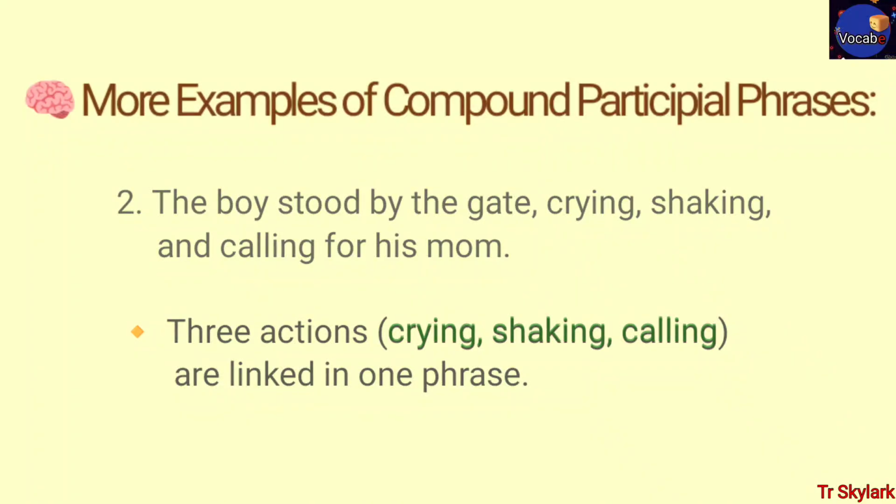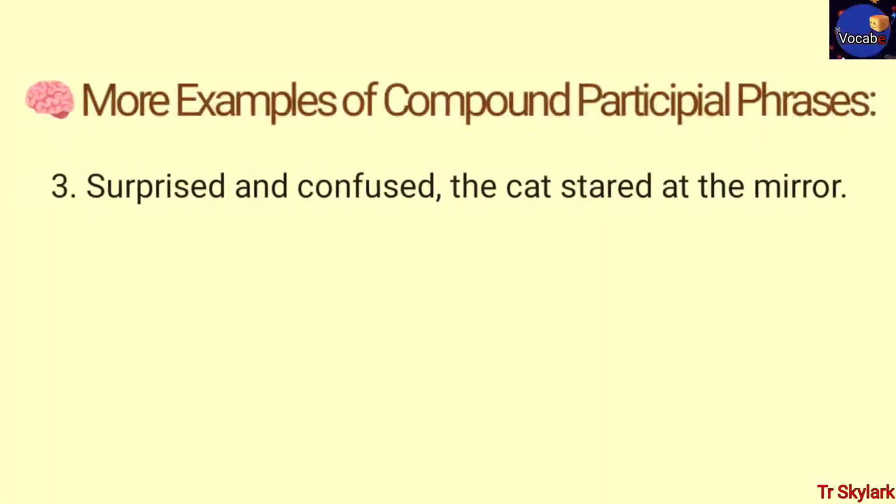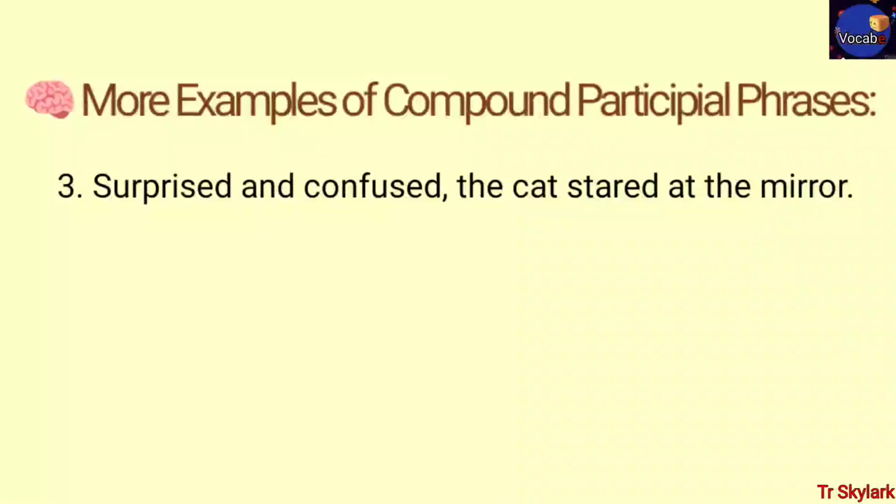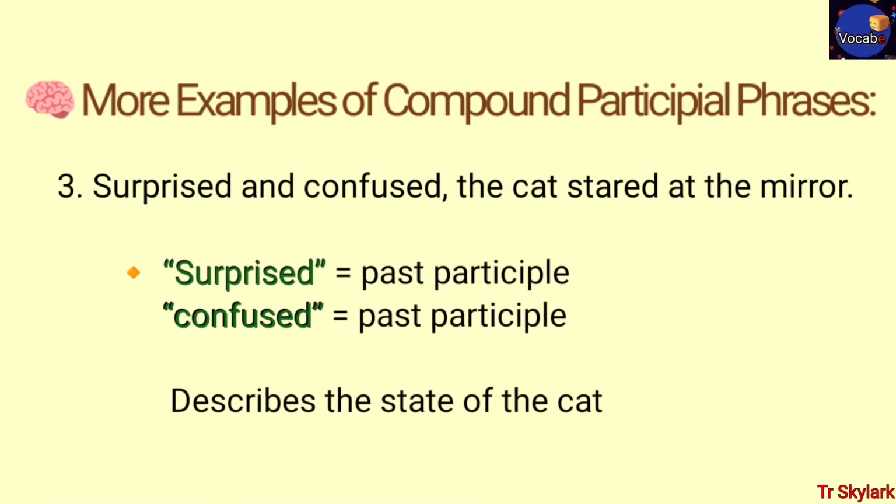Okay, example sentence number 3. Surprised and confused, the cat stared at the mirror. Here, we're using 2 past participles, surprised and confused. Together, they describe the state the cat was in while looking at its reflection.